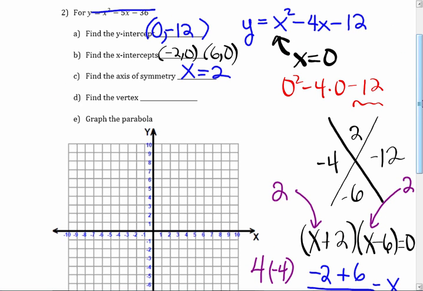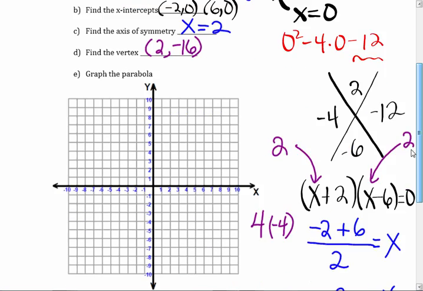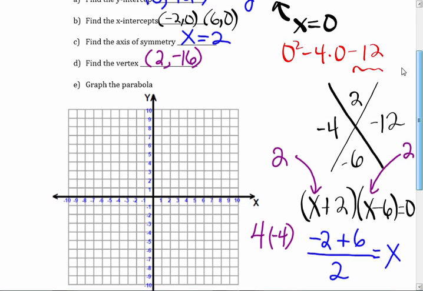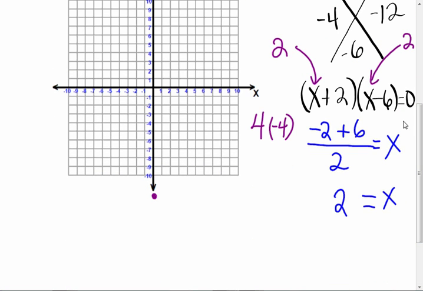So my x-coordinate is 2. My y-coordinate is negative 16. We have enough points there to graph that and know what it's going to look like. So let's graph that. So we have 0, negative 12, which is going to be down here about. I have my x-intercepts, which are at negative 2 and 6. I'll still have to fix this up. And my axis of symmetry is x equals 2. I would have figured it out, my axis of symmetry would have been in the wrong place. But it's going to go right through here.